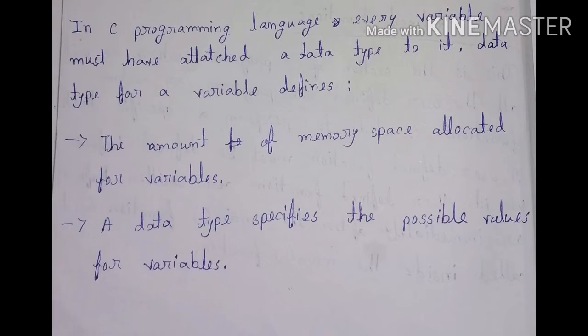So in C programming language, every variable must have a data type attached to it. The data type for a variable defines the amount of memory space allocated for that variable. The data type specifies the possible values for that variable and the operations that can be performed on that particular variable.